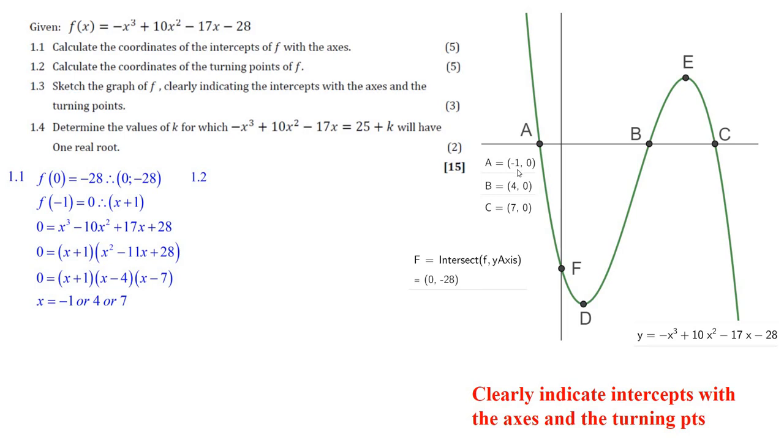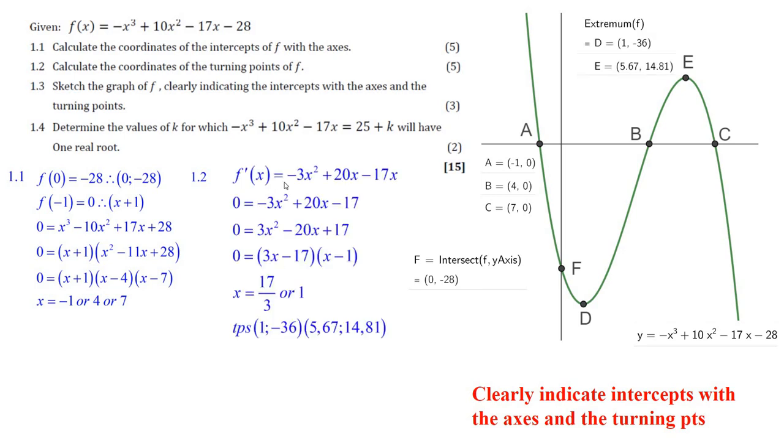And there they are. The computer gave it, minus 1 and 0. Now, when you sketch this thing, you wouldn't be able to sketch it right away. We've got the x-intercepts and the y-intercepts. We need the turning points. You've got to label them really clearly, and I'll show at the very end what that should look like. But 1.2 is calculate the coordinates of the turning points.